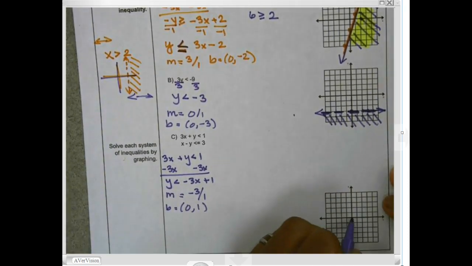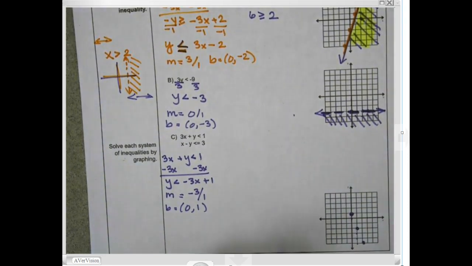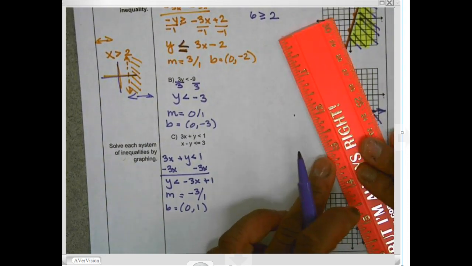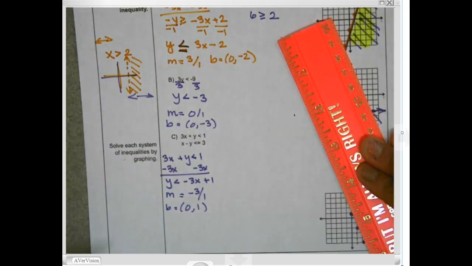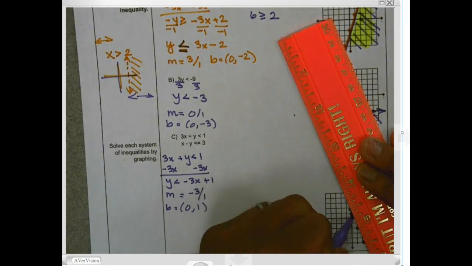So I'm going to go 0, 1. And then from here I'm going to go down 1, 2, 3 and write 1, down 1, 2, 3 and write 1. Now, my question is, solid or dashed, guys? What do you think? Solid or dashed? Did you say dashed? I sure hope you did, because if you did, you are correct.